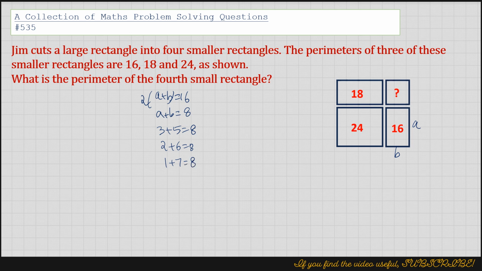So let's start with 3 and 5. What happens if we take 3 and 5? Suppose this is 5 and 3, so this would be 5, 5, and also 3 and 3. So what about the width of the other? We can say 5 plus an unknown width, twice, is 24, or 5 plus width is 12, or width is 7. So we get 7.